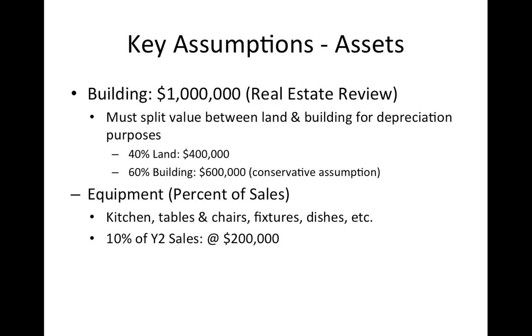Equipment, I did on a percent of sales basis, 10% of year two sales, which came out to about 200,000. That includes the kitchen equipment, tables, chairs, fixtures, dishes, etc. I will be honest with you, if you wanted to go out and buy all of that stuff brand spanking new, that probably is a reasonable number, maybe even a little bit low.